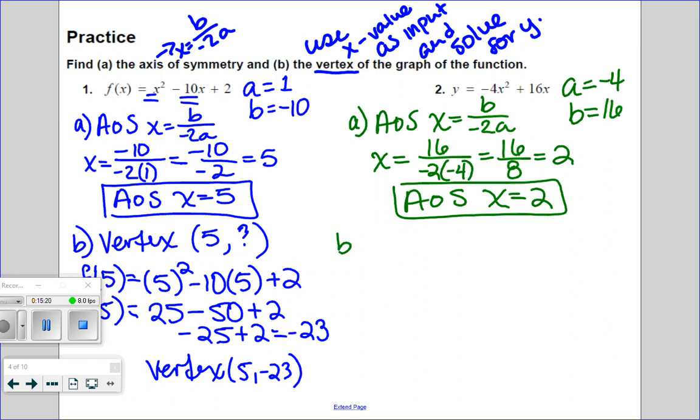And now we go on to part B, which is actually finding the rest of the vertex. We already know the x-coordinate has to be the same as the axis of symmetry, and we really just need to find what's the corresponding output, right? What is y when x is 2 in this function?